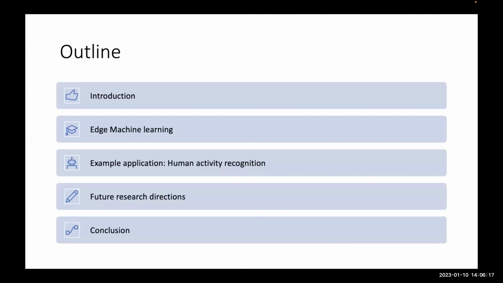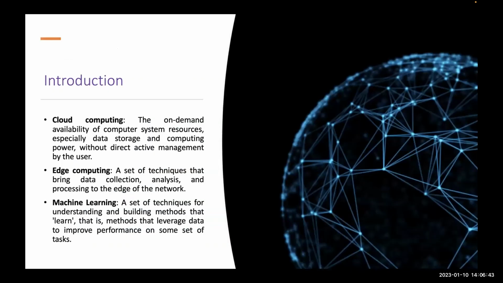For the outline, I will give a quick introduction. Then I will provide an overview of what we are calling edge machine learning. Then I will discuss an example of what we are doing on edge machine learning, which is human activity recognition. Then I will talk about some research directions and future work for those who are interested in the topic.